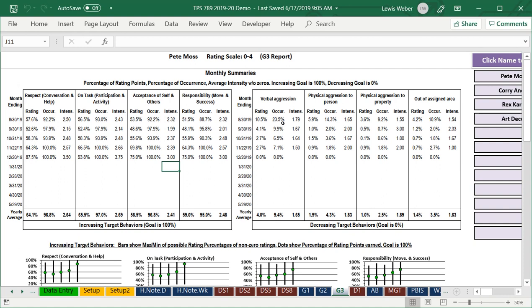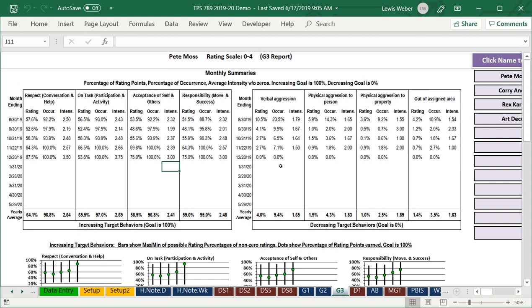Occurrence is a more important measure for decreasing targets because zeros are the name of the game. We want the student to earn zeros for occurrence and for the ratings. We want them both to be zeros. When the student exhibits, for example, some level of verbal aggression, whether it be a level 1, 2, 3, or 4, it's going to, of course, change these ratings here. But we can look at it in terms of just how often it occurred. So 23% of all of the recording blocks for August had some level of verbal aggression. And that is very informative for the decreasing targets because it tells us how often it's occurring or not.